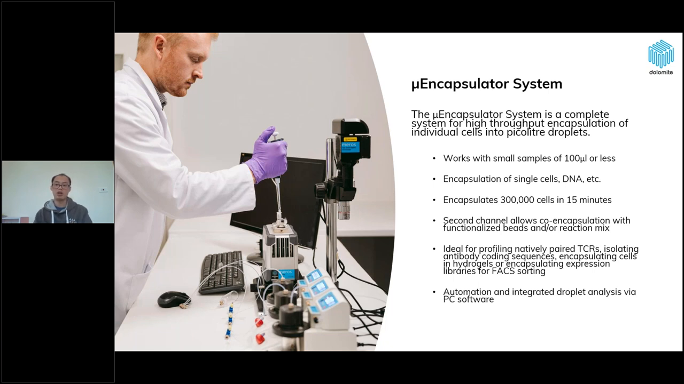And the second channel will allow co-encapsulation with functionalized beads and or reaction mix as well. The system is ideal for profiling native pairs of TCR or isolating antibody coding sequences, or encapsulating cells in hydrogel or encapsulating expression libraries for fast sorting. And the system has automation and integrated droplet analysis using the PC software.